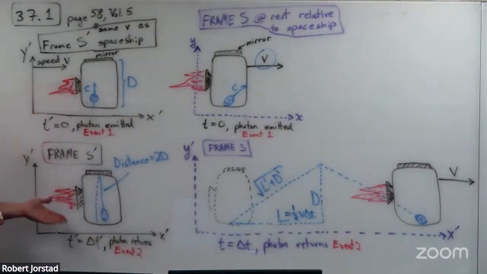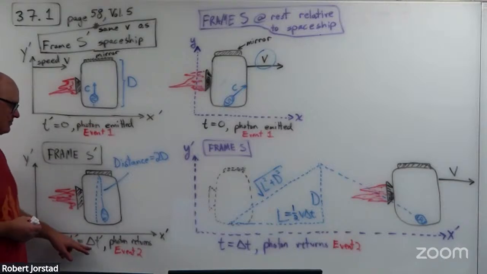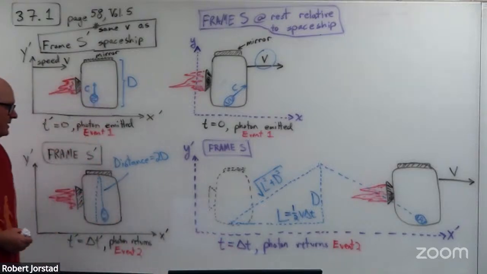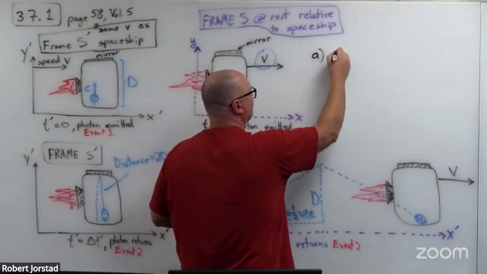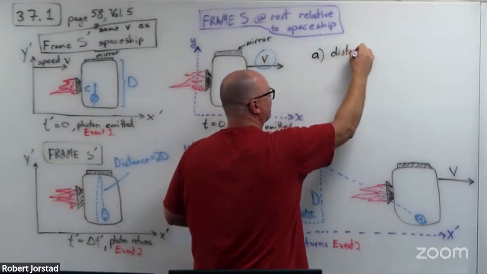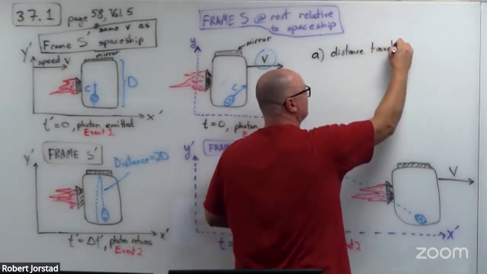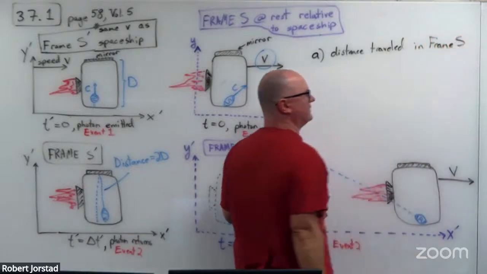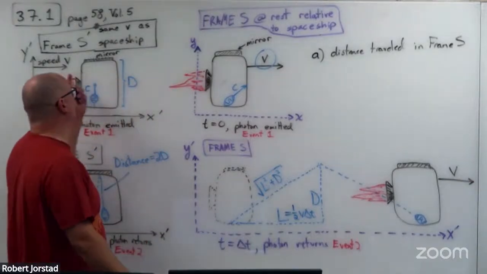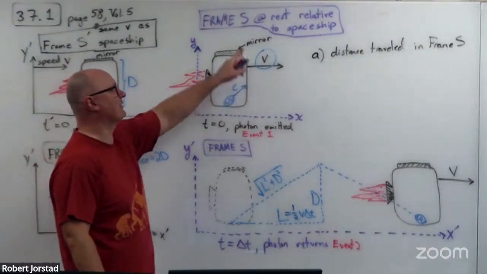Notice on this side, the times are t prime, the x's are x primes, the final time is delta t prime. We do not necessarily think delta t prime should be the same as delta t. Okay, so just be aware of that. So then in this case, the distance traveled in frame S, sometimes called the unprimed frame. So you've got the primed frame, S prime, and the unprimed frame, S.